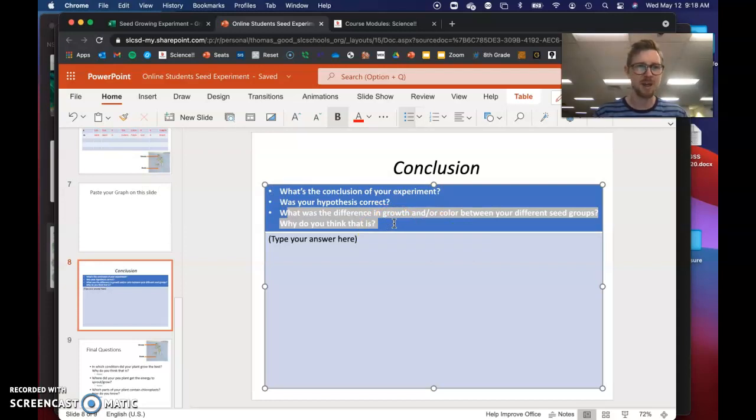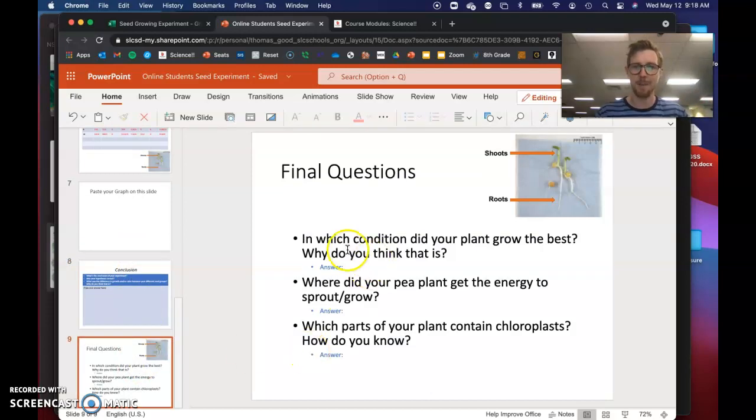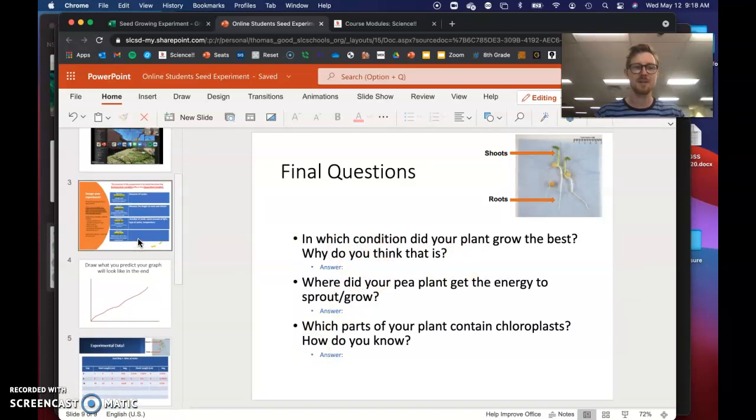A lot of students that put theirs in complete darkness found that they were the longest roots and the longest, or maybe not the longest shoots, but definitely the longest roots. Why? Why do you think that is? We're trying to figure out how a tiny seed can grow into a giant tree, and this is helping us understand that along the way. There are just a few final questions here. Once you finish all of that, submit your assignment.